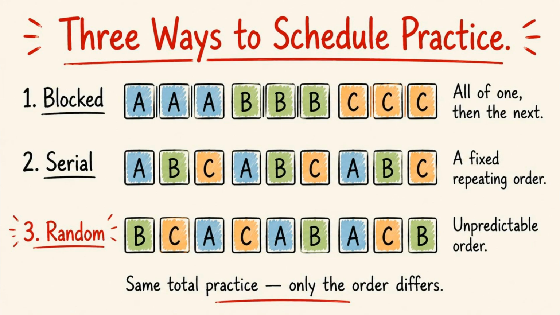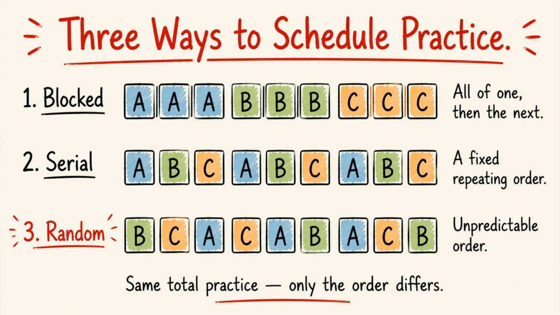Blocked practice, you do all of one variation before moving to the next. 2 full days of overhand, then 2 of underhand, then 2 of sidearm. Everything about one skill, then everything about the next. Serial practice, a fixed repeating order: overhand, underhand, sidearm. Overhand, underhand, sidearm. Predictable, but constantly switching.